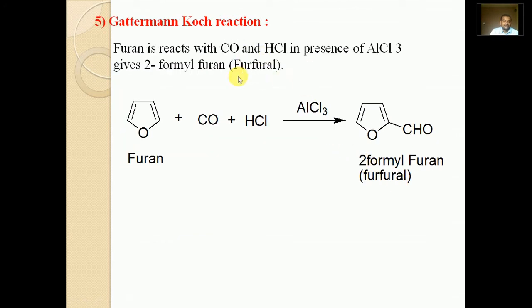Gattermann-Koch reaction. Furan reacts with carbon monoxide and HCl in the presence of the Lewis acid AlCl3 to give 2-formyl furan, which is called furfural. Simply, when furan reacts with carbon monoxide and HCl in the presence of a Lewis acid, it undergoes formylation at the 2 position to form 2-formyl furan, which is called furfural. This reaction is called the Gattermann-Koch reaction.